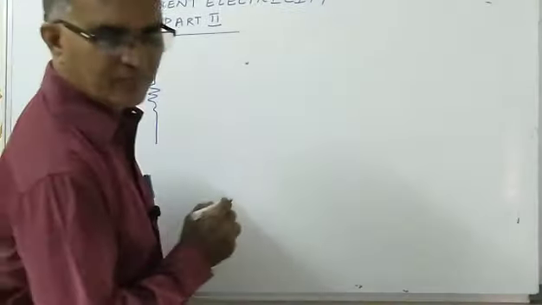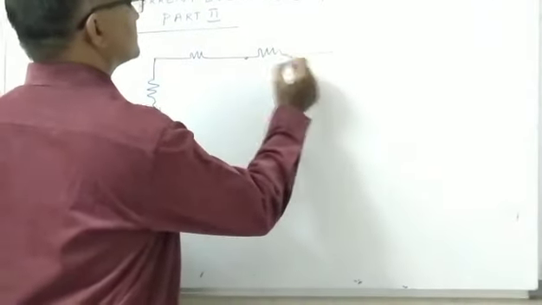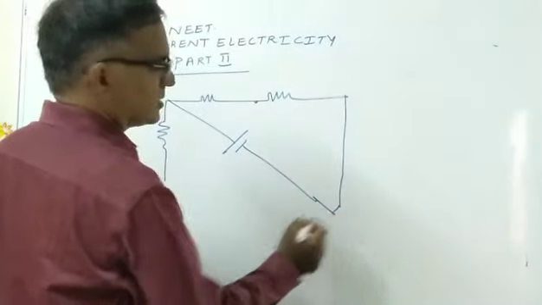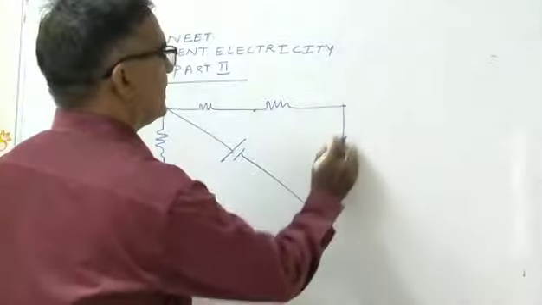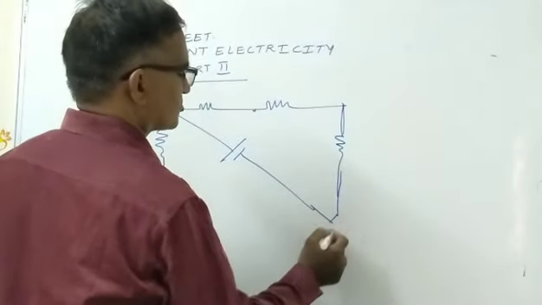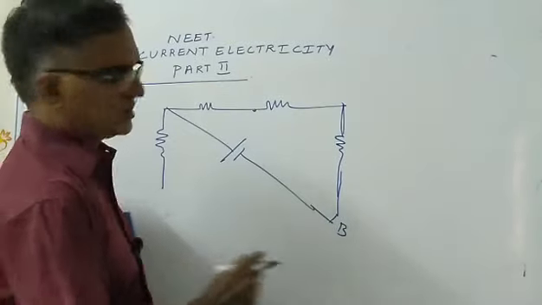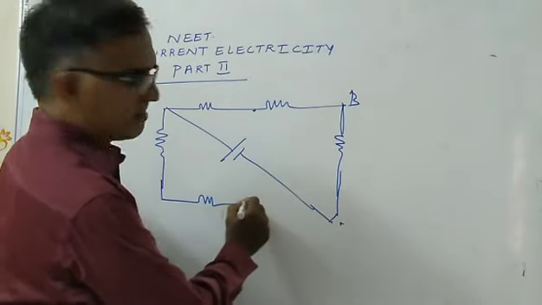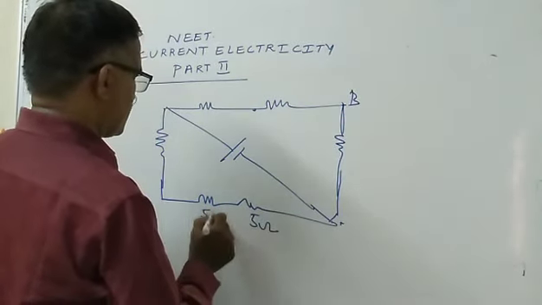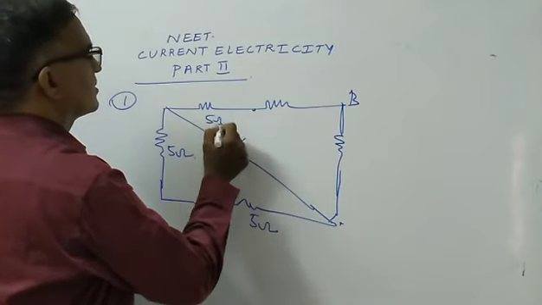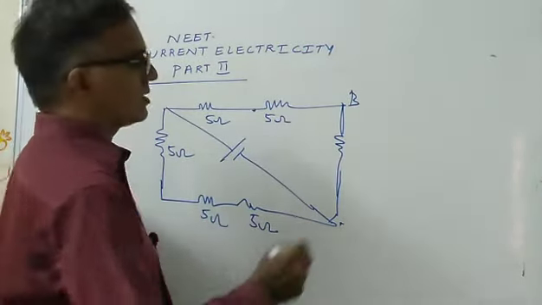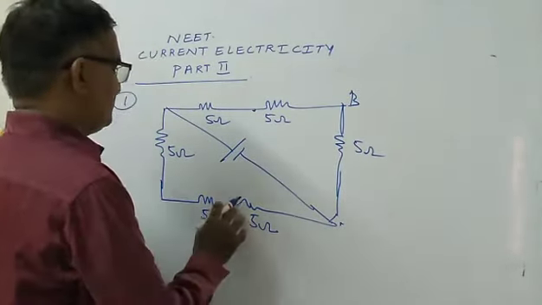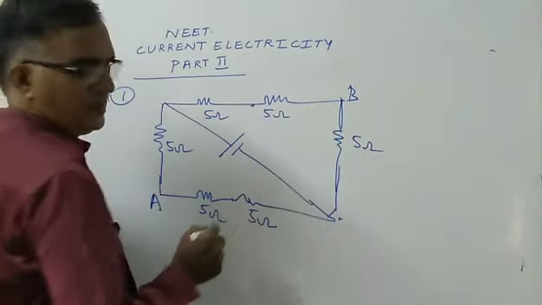In this first problem, we need to calculate the potential difference between the points A and B in the following circuit. Each resistance is 5 ohms here, 5 ohms, other 5 ohms here. Now you have to calculate the potential difference between A and B.